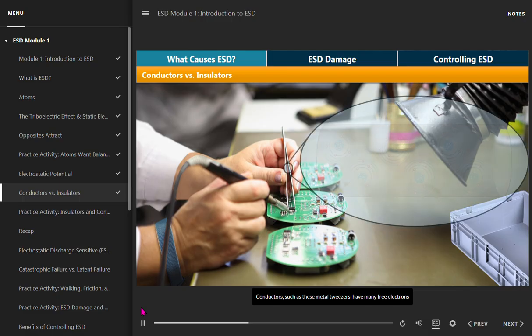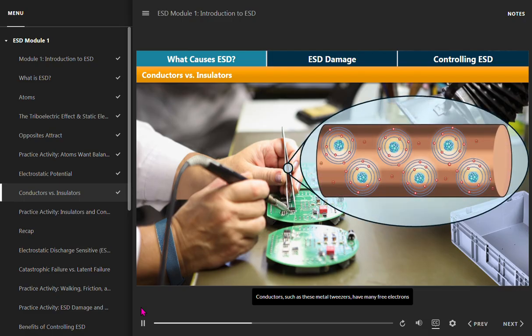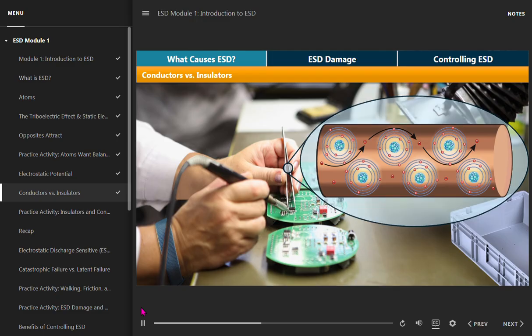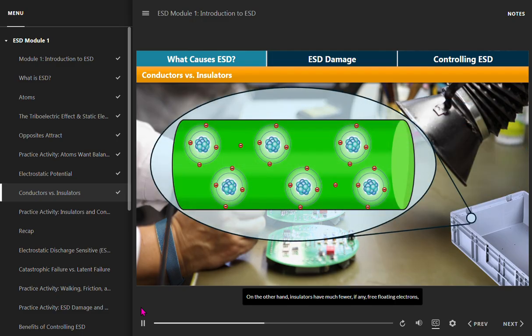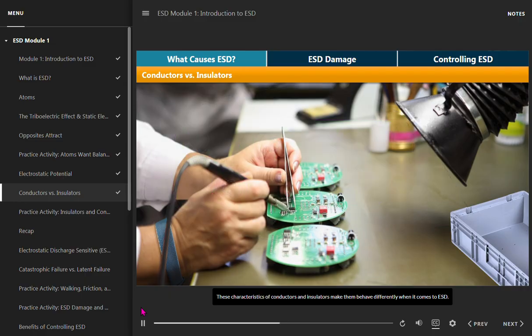Conductors, such as these metal tweezers, have many free electrons that can be made to travel in the same direction as an electrical current. On the other hand, insulators have much fewer, if any, free-floating electrons, and they do not move easily throughout the object like they do in conductors. These characteristics of conductors and insulators make them behave differently when it comes to ESD.